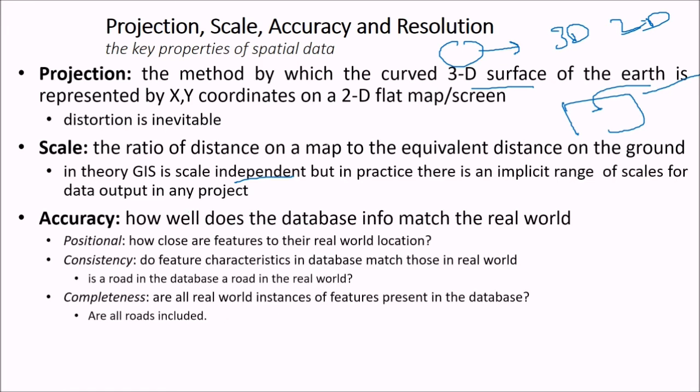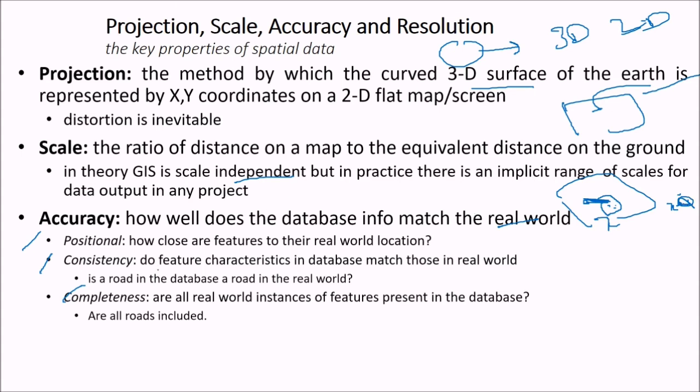Accuracy. How well does the database information match the real world? We can have positional accuracy, consistency, completeness. Positional means how close features are to their real world location. Say this is the image, we have data here. Now the actual location is somewhat at x distance, and this is x plus 1 distance. So this plus 1 is the positional inaccuracy.